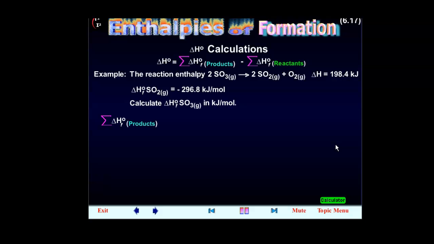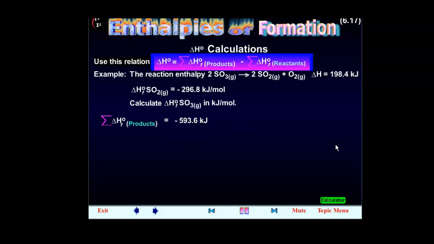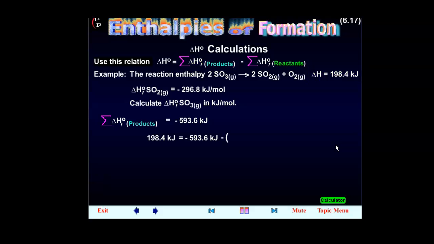Summation delta HF superscript 0 products equals 2 times negative 296.8 kilojoules per mole plus 0 equals negative 593.6 kilojoules. Use this relation. Delta HF superscript 0 SO3 gas. Right, remember we are looking for delta H formation of SO3. From this equation, that means this is the reactant. Looking for the delta H of formation of SO3.